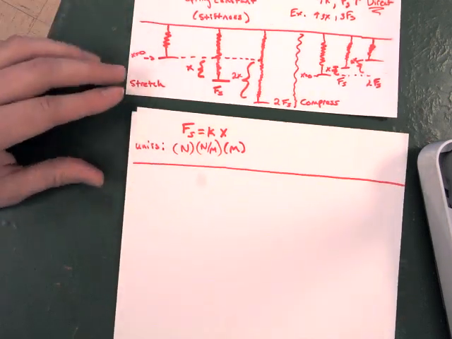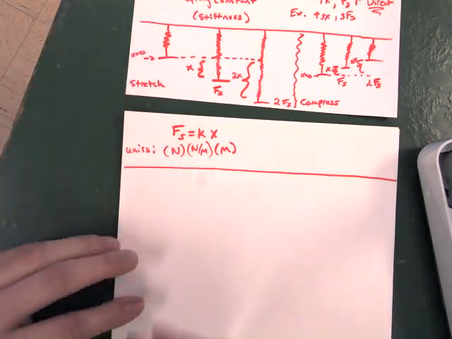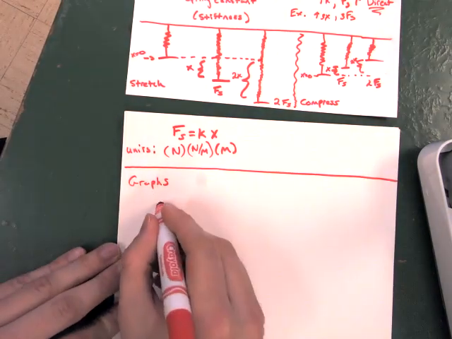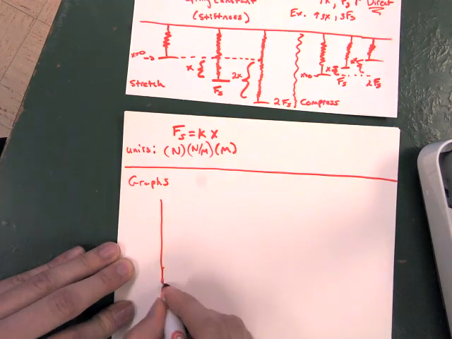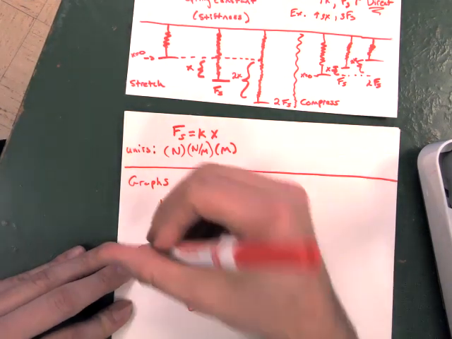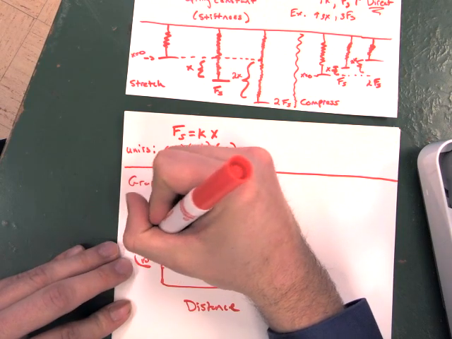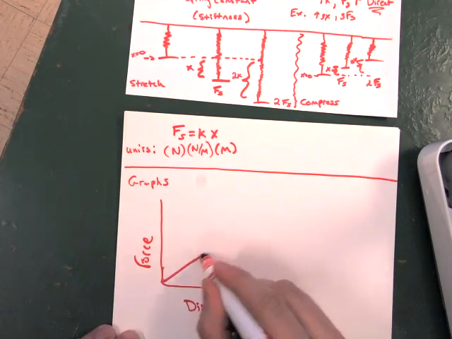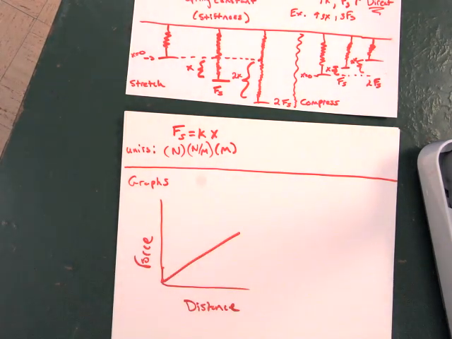Now, let's talk a little bit about graphs. We're going to draw a little graph here, with distance down here and force on the y. So here's a graph of force versus distance, and say I have some line that looks like this.